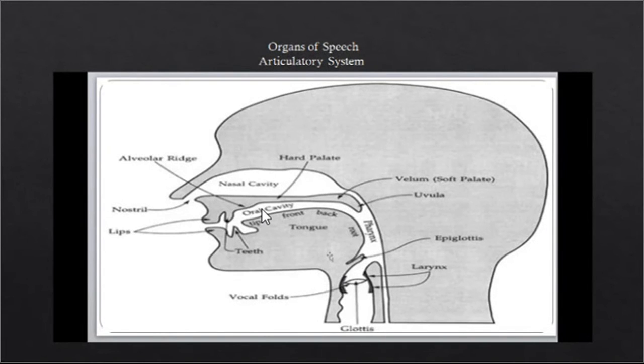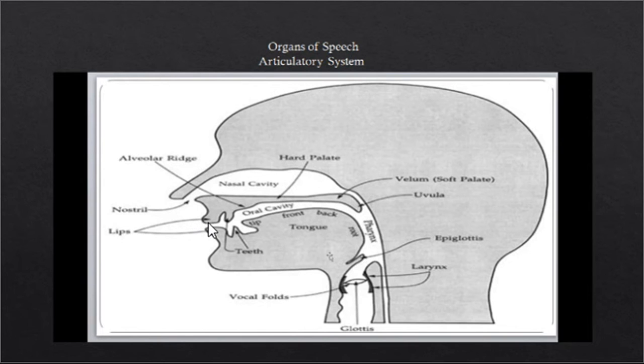So, in order to learn these 44 symbols for each sound, we have to learn this articulatory system and different organs of speech. From which organ, from where, how a sound is produced. For example, pa, ba. These sounds are produced with the help of lips. And first of all, I will make you learn these organs of speech.